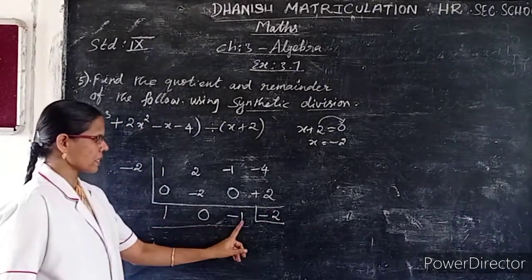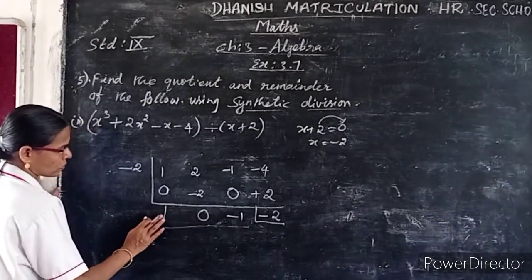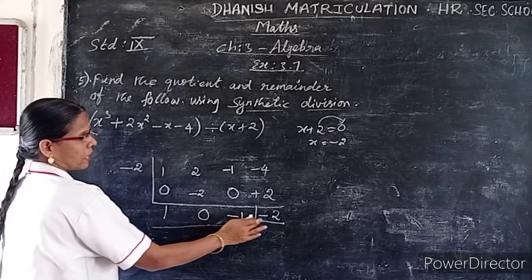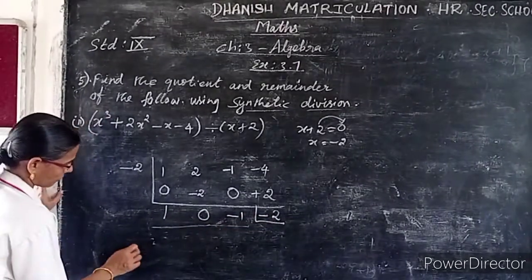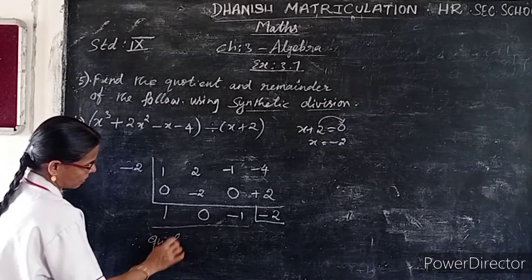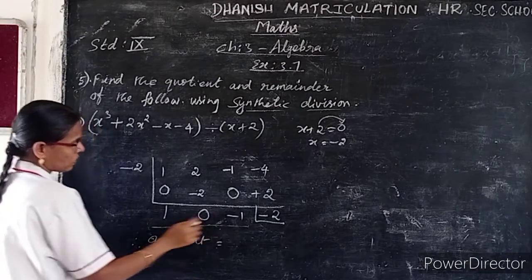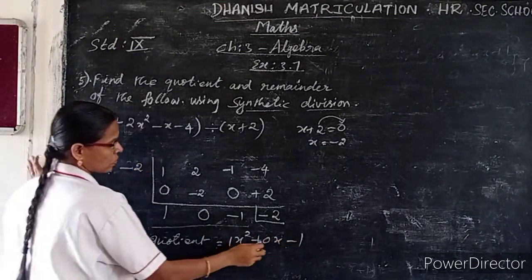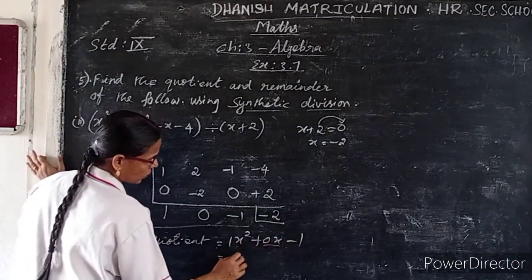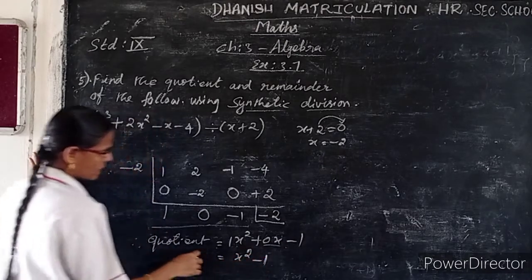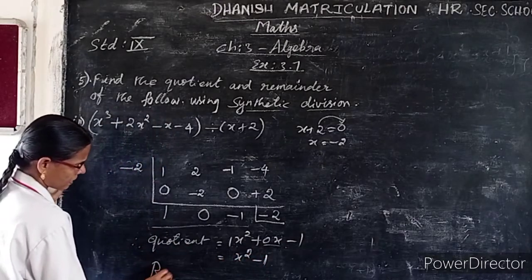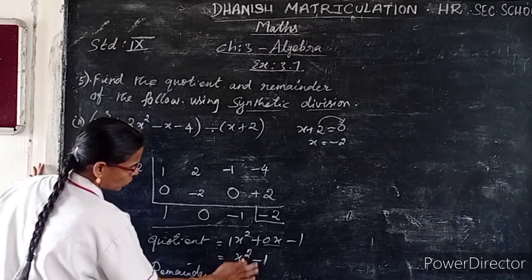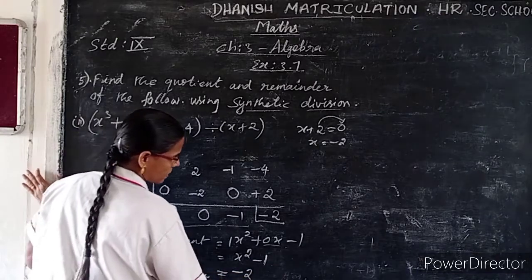The quotient is constant term, x term, x square term. So the quotient is 1x square plus 0x minus 1. Remainder is minus 2. So quotient equal to 1x square plus 0x minus 1. So you leave the 0 term. So x square minus 1 is our quotient. Remainder is minus 2. So this is our answer.